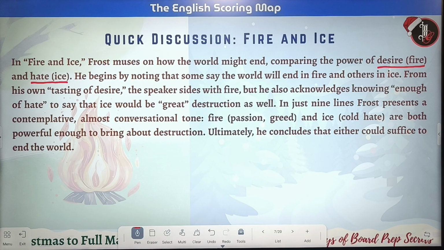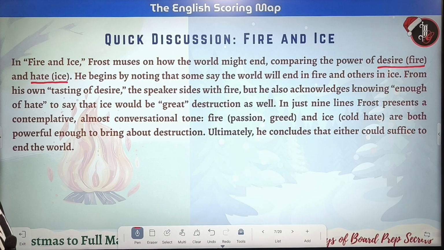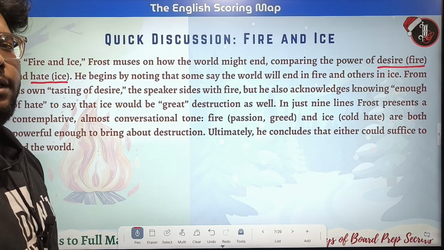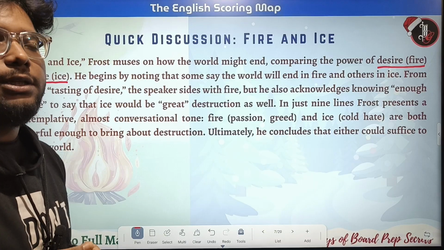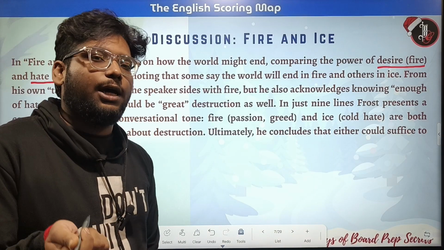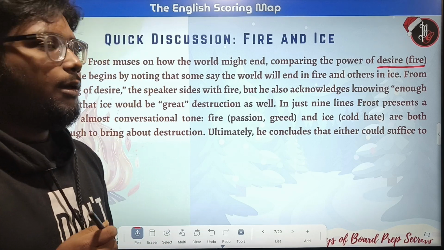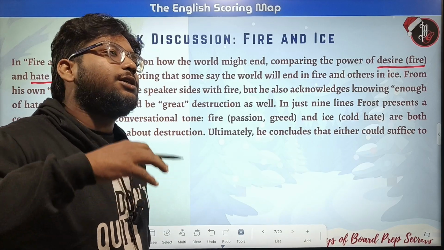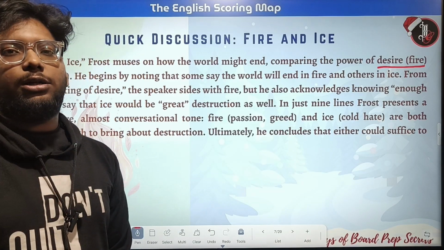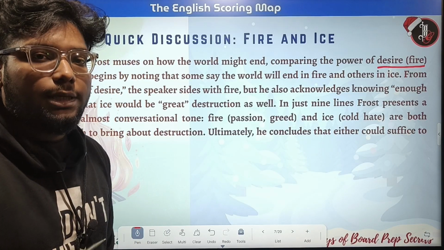Now let's continue. The poem begins by noting that some say the world will end in fire and others in ice. So there are some people who say that the world might end due to fire, or due to the desire of people, or due to hate or ice, according to the poet. Okay, so now this is a very clear thing. If you are too ambitious, if you desire a lot, then it will be very difficult for you to actually get the whole thing.